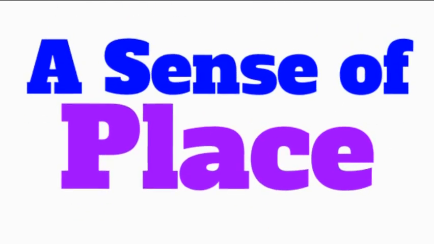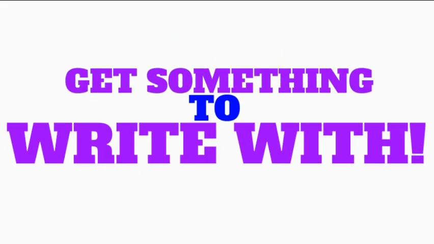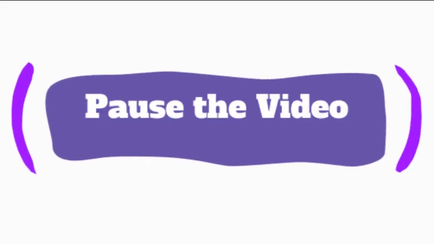So now let's move on to another theme of geography, place, or as I like to call it, a sense of place. The best way to learn about place is by actually doing something with it. So here's what we're going to do. First, grab something to write with and something to write on. Pen or a pencil, and you'll need something to write on. You can use scratch paper, a notebook, or as always, feel free to use the whiteboards that are on your tables. Go ahead and pause the video if you need a second. I'll be right here waiting.